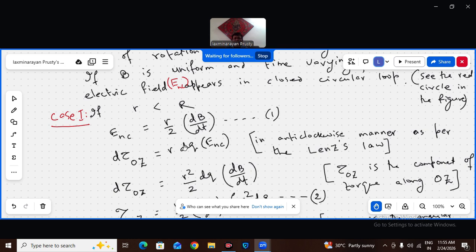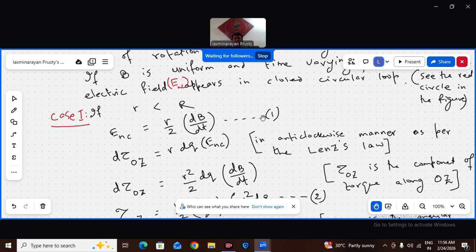In these two cases only, I can calculate the E_NC. In the cylindrical region, B should be uniform or should be symmetric about the axis and should be changing with time, maintaining the symmetry. Then only I can calculate the E_NC in this space. Otherwise, in other geometry, it is not possible. Then torque is how much?